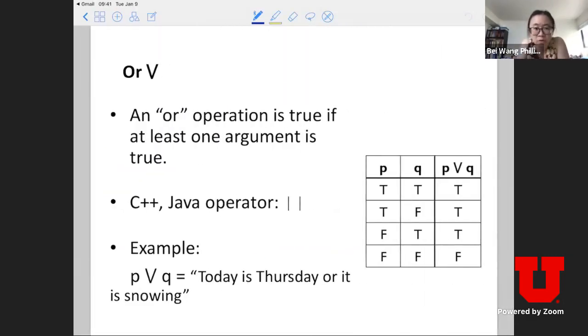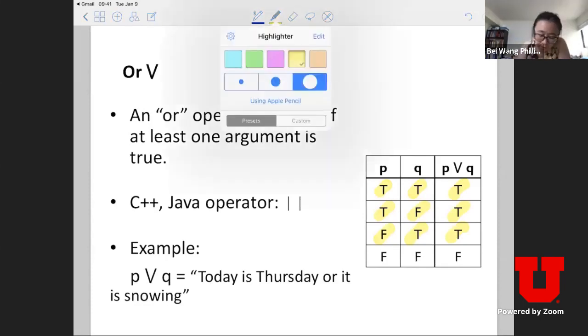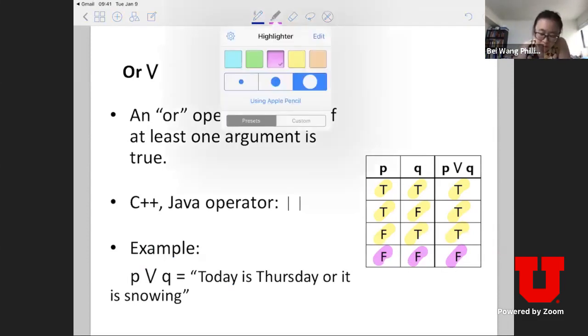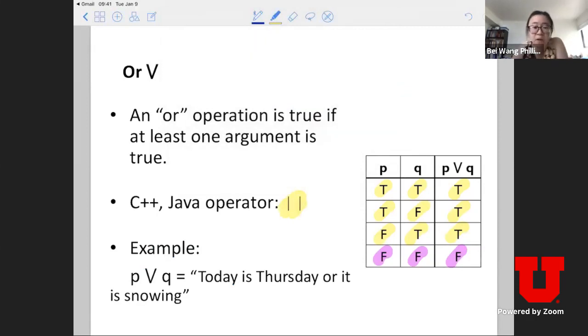The OR operation is true if at least one of them is true. That means in the truth table, if P is true, Q is true, then P or Q is true because at least one of them is true. If P is true, Q is false, then P or Q is true. If P is false, Q is true, then P or Q is true. It's only false when both of them are false. Again, if you are doing programming, you have a special symbol to represent the operation OR.